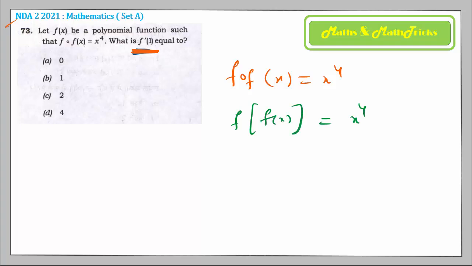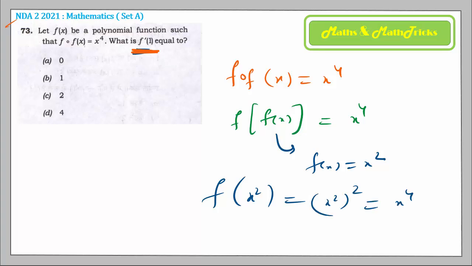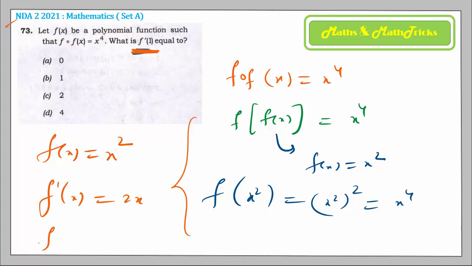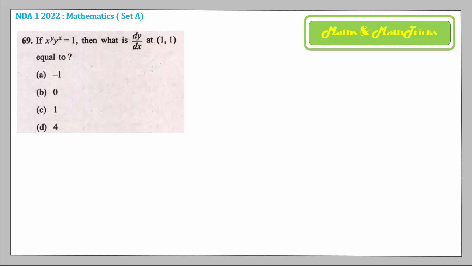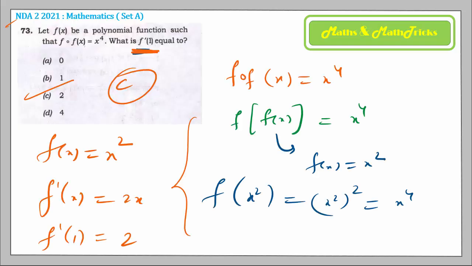When can this be possible? When this f of x is x square. Then only f of f of x will be x square to the power 2, that is x power 4. That's why we got to know from this analysis that f of x has to be x square, and now we want its derivative. It is 2x, but we want it at x equal to 1, so it's 2, and hence the answer is option C. Alright, coming on to the next question, 69th question from the paper NDA 1 2022.